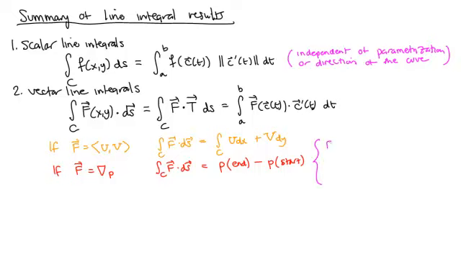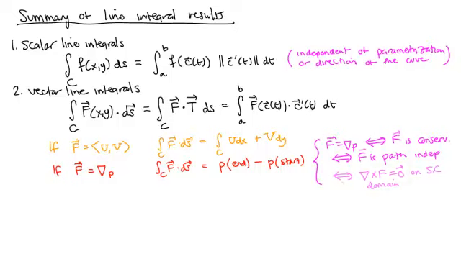And we know that f is equal to the gradient of p if and only if f is conservative, if and only if f is path independent, and if and only if the curl of f is 0 on a simply connected domain.